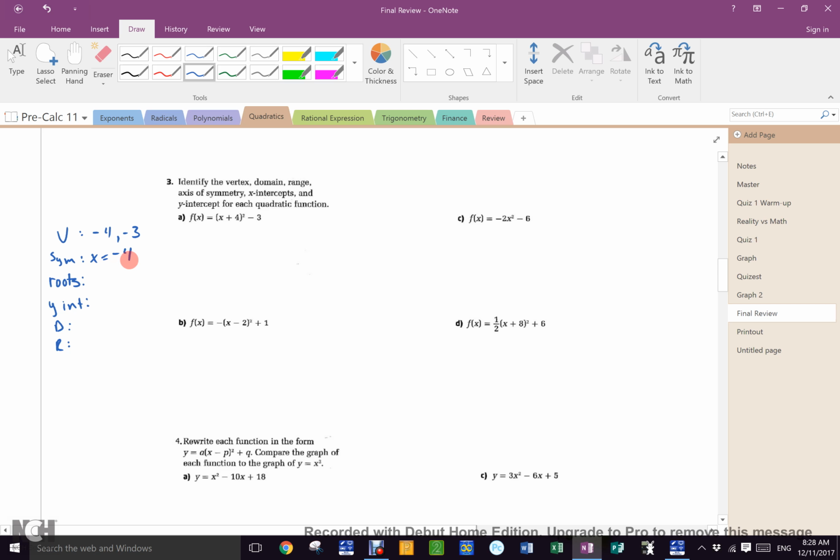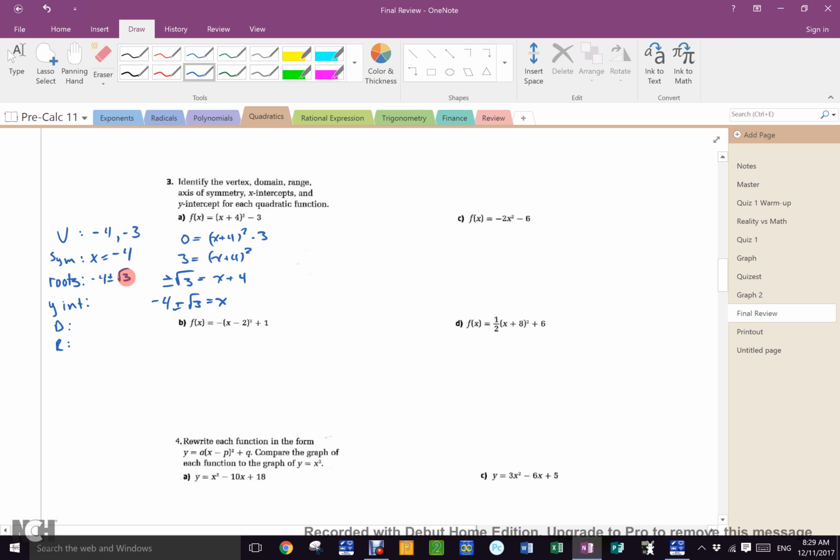Where do the roots exist? The x-intercepts. Where do x-intercepts exist? When y equals 0. So that would be 0 equals (x plus 4) squared minus 3. So 3 equals (x plus 4) squared. So plus or minus the square root of 3 equals x plus 4. So -4 plus or minus the square root of 3 equals x. So that is the roots: -4 plus or minus the square root of 3.